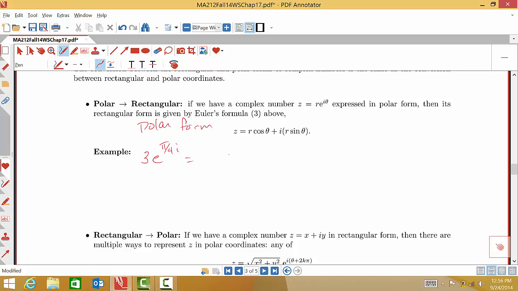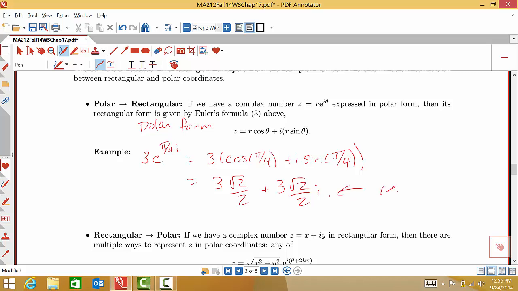If I use Euler's formula, that tells me it's 3 times cosine pi over 4 plus i sine pi over 4. So that's going to give me 3 root 2 over 2 plus 3 root 2 over 2 i. And that's it. Now our number is in rectangular form.